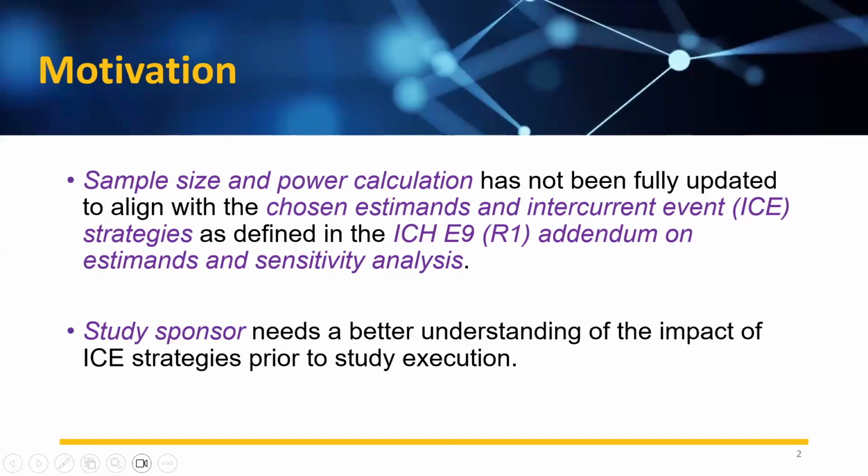So first of all, what is the motivation for this project? The ICH E9R1 addendum on estimands and sensitivity analysis in clinical trials was finalized in November 2019 and has been subsequently adopted by many regulatory agencies, including the FDA. However, on the other hand, sample size and power calculation, as a critical component of trial design, has not been fully updated to align with the chosen estimands and intercurrent event strategies that reflect the trial objectives.